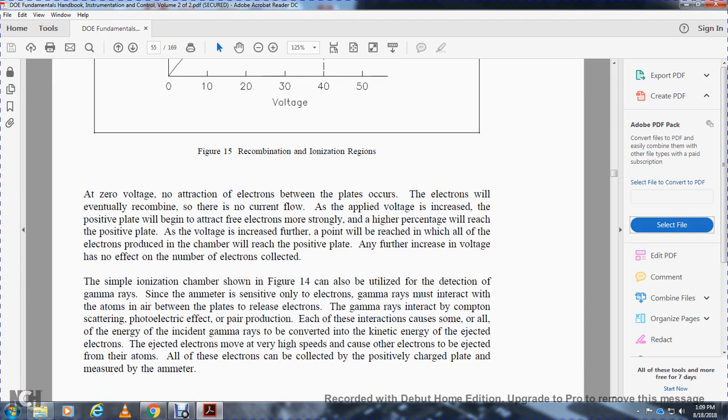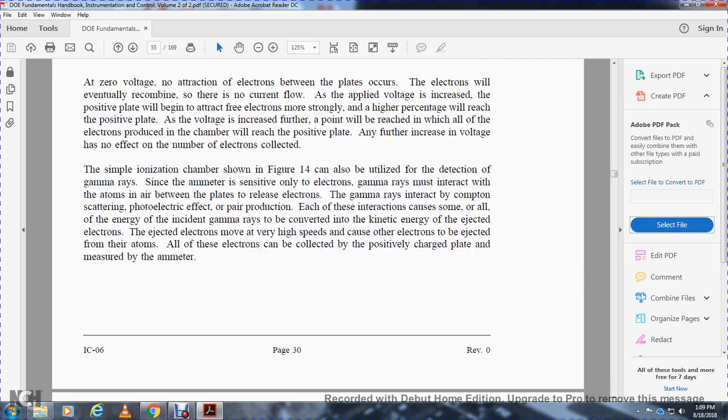The simple ionization chamber shown in figure 14 can be utilized for detection of gamma rays since the ammeter is sensitive enough that only the electrons released by gamma rays interacting with the atoms between the plates need to be collected. Gamma rays interact through Compton scattering, the photoelectric effect, and pair production. In each interaction, the energy of the incident gamma ray is converted to the energy of the ejected electron. Ejected electrons move at very high speed and cause other electrons to be released from atoms. All of these electrons can be collected by a positively charged plate and measured by the ammeter.